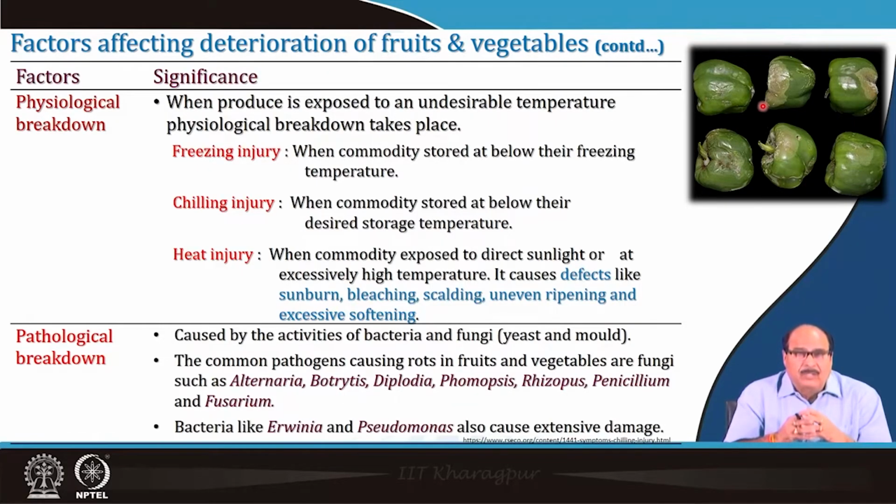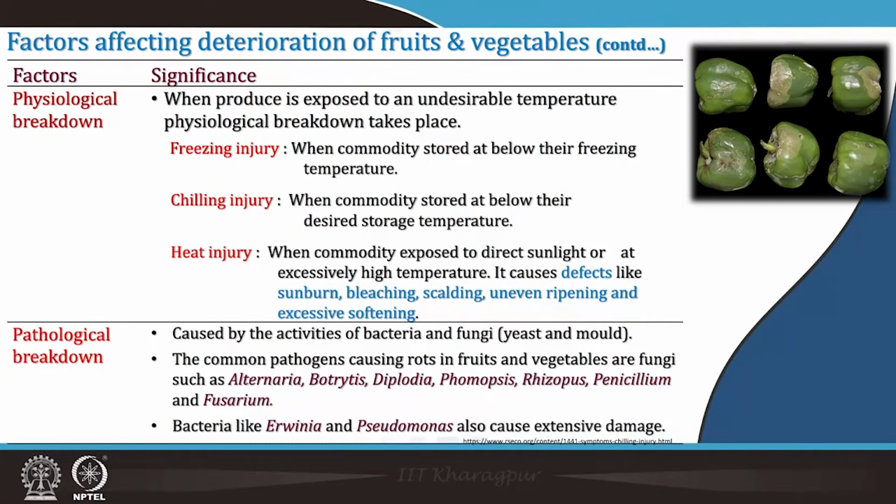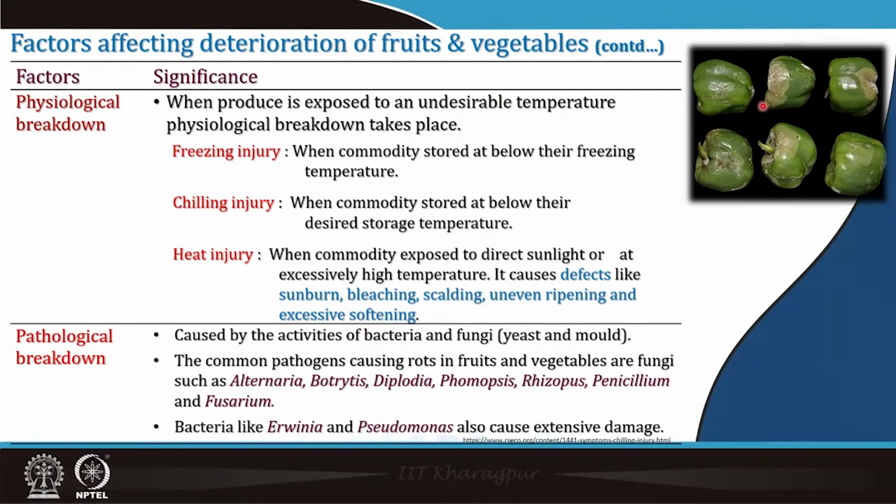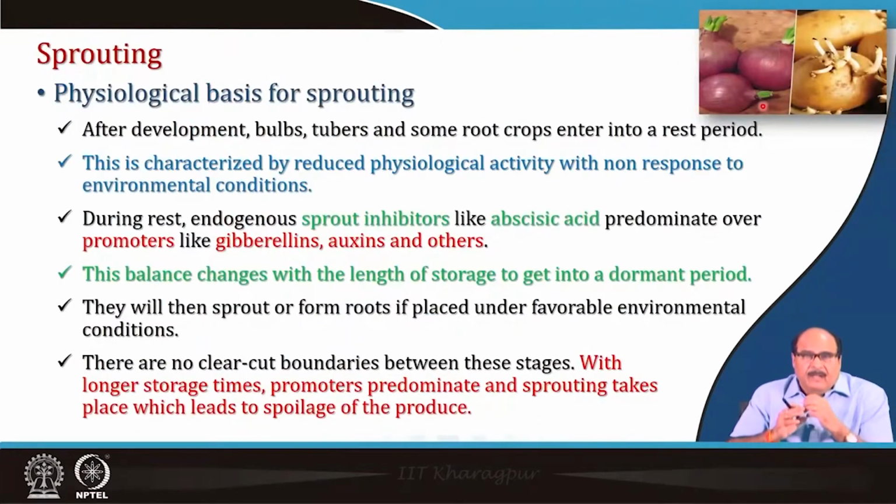The common pathogens causing rot in fruits and vegetables are fungi such as Alternaria, Botrytis, Diplodia and Rhizopus, Penicillium, Fusarium etc. The bacteria like Erwinia, Pseudomonas and other related bacteria cause spoilage or excessive damage to the commodity.